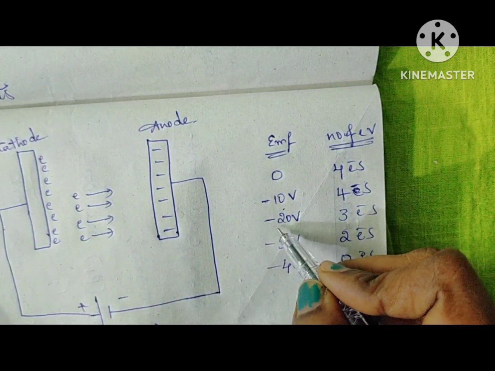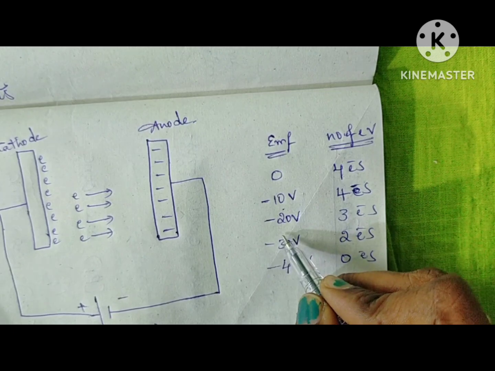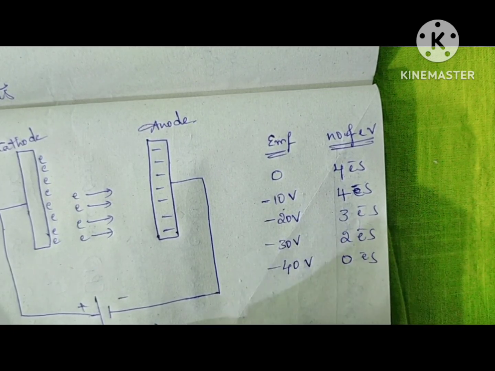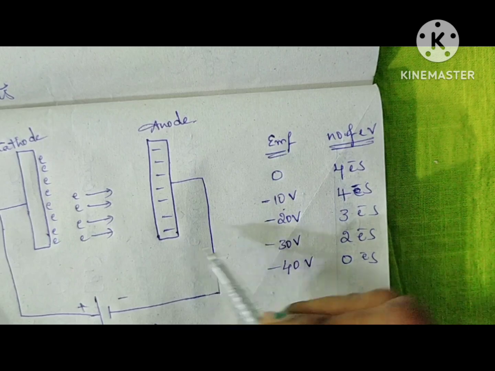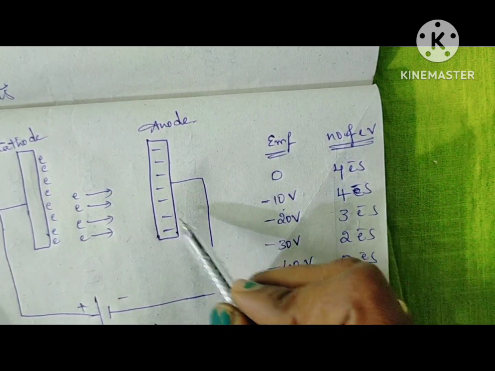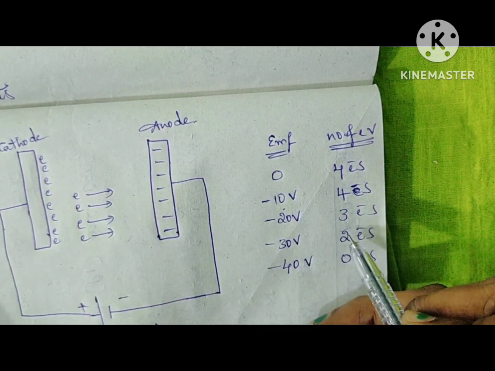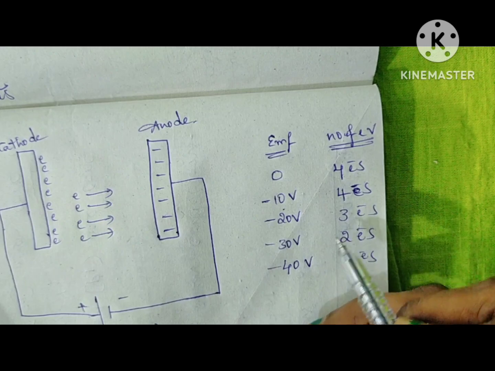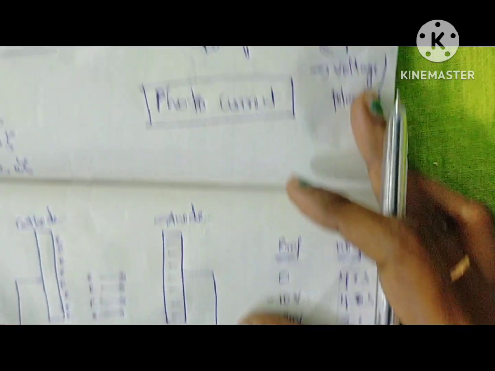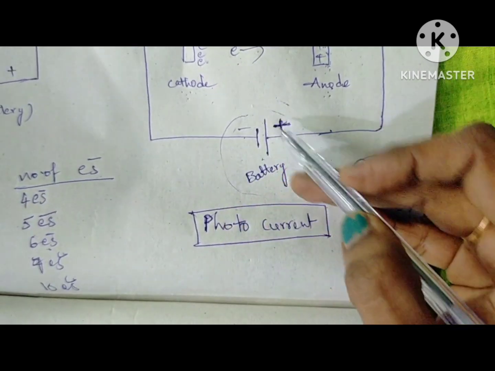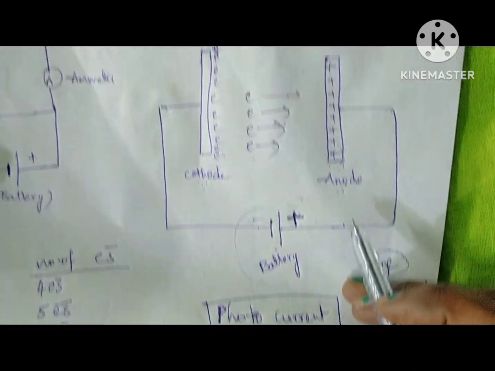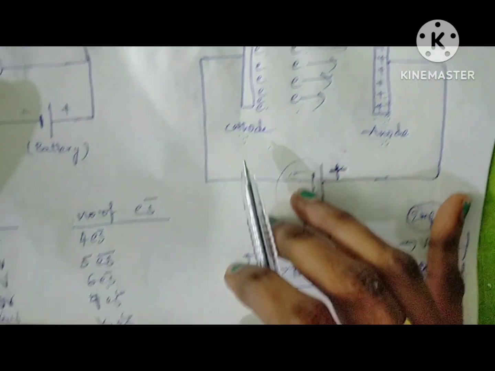If we reduce it to minus 20 volts on the battery, what happens in the anode? In the anode, it collapses one electron, so only 3 electrons remain. See here, in the previous case, what was happening? If we add the positive charge to the anode, one more electron is added here.